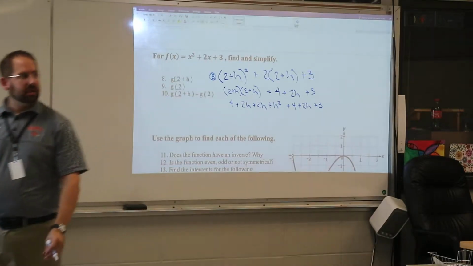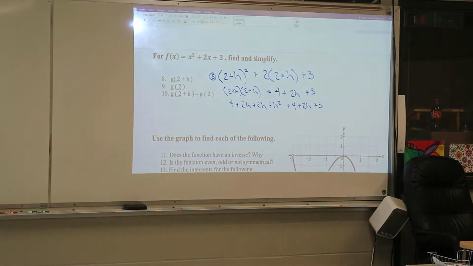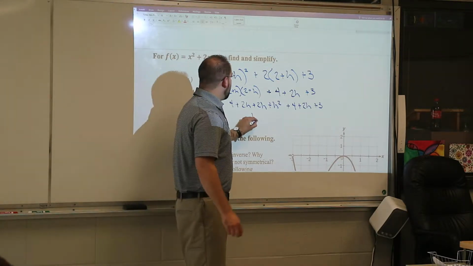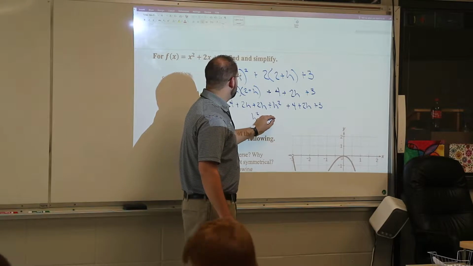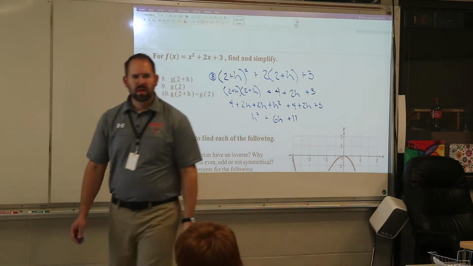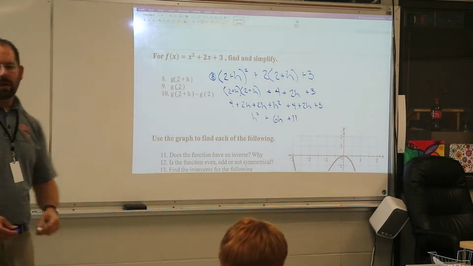So then you're going to add like terms. It doesn't matter the order you write it, because I'm not asking you to put it in descending order or anything, but just simplify it down to where you have like terms. So what is that? h squared plus 6h plus 11. Is that right? I don't know if that's right. Figure it out. Okay. All right.